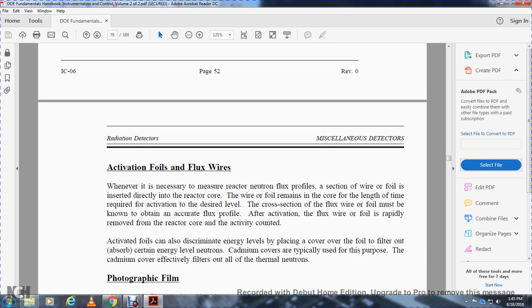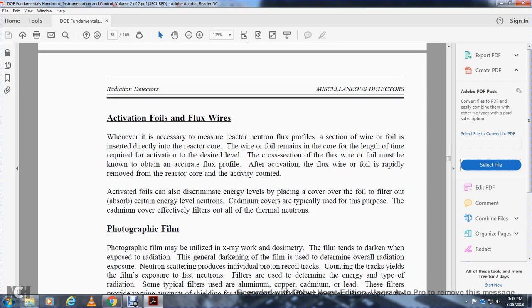Activation foils and flux wires are necessary for measuring the reactor neutron flux rate and profile. A section of the wire or foil is inserted directly into the reactor core. The wire or foil remains in the core for the length of time required for the desired activation. The cross section of the wire or foil must be known to obtain an accurate flux profile after activation. The flux wire or foil is rapidly removed from the reactor core and actively counted.